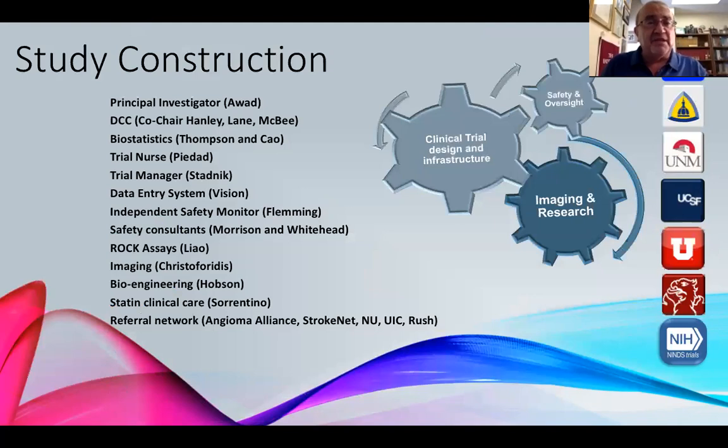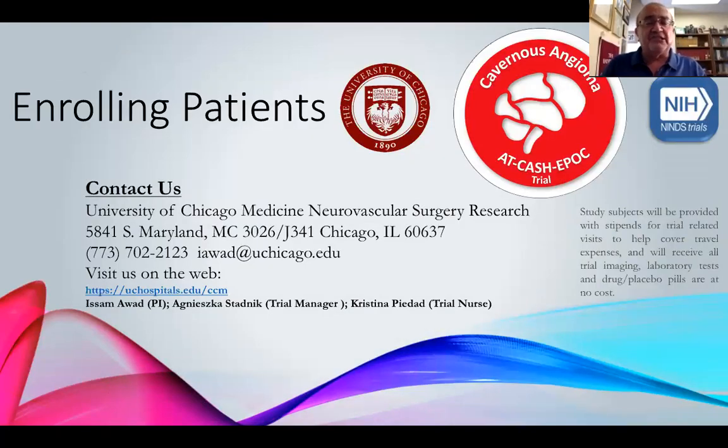So I think this was the slide. Let me see. Oh no, the next slide is just about how to enroll. Basically, you just call us at the University of Chicago. This is very simple. Those of you who contact us, you can call us anytime, email us anytime, you'll hear from us within a day or two, and we will get you going to find out whether you're eligible and how the trial might work for you, whether you live in Chicago or away from Chicago.